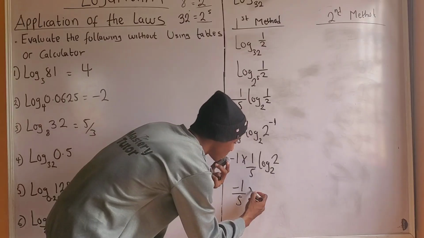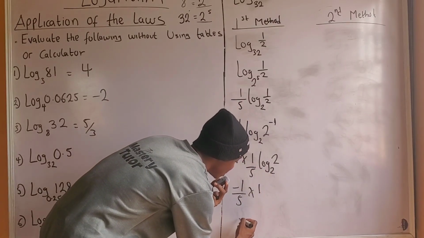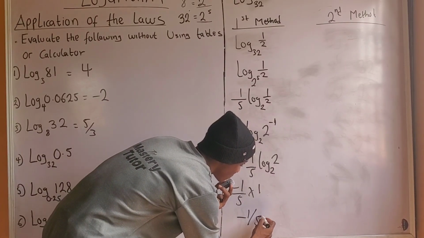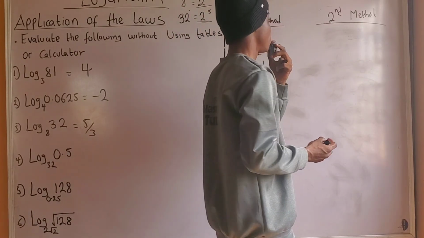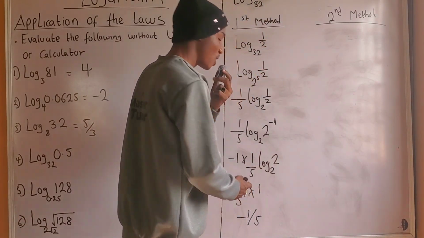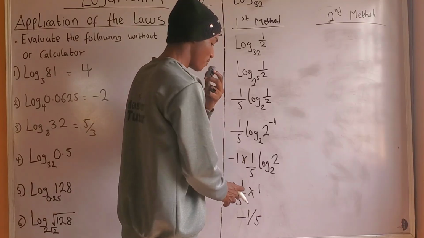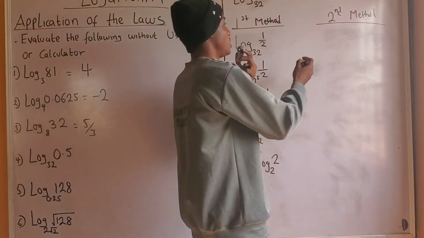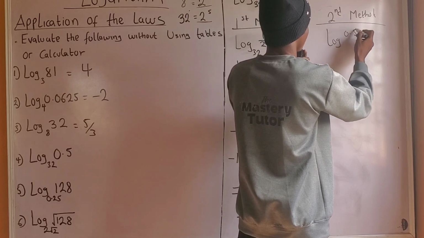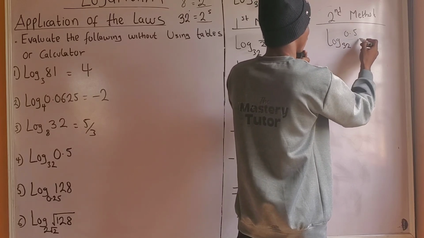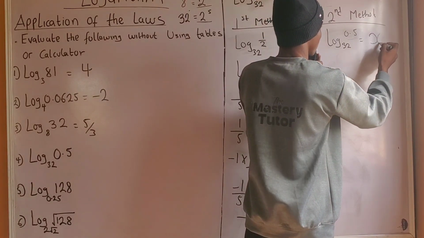So I'm going to have multiplied by 1. The answer is negative 1 over 5, okay? Now let us look at the second law and check. Maybe we are going to have negative 1 over 5 as the answer. So for this, I'm going to let log 0.5 base 32 equal to any letter, maybe x, okay?